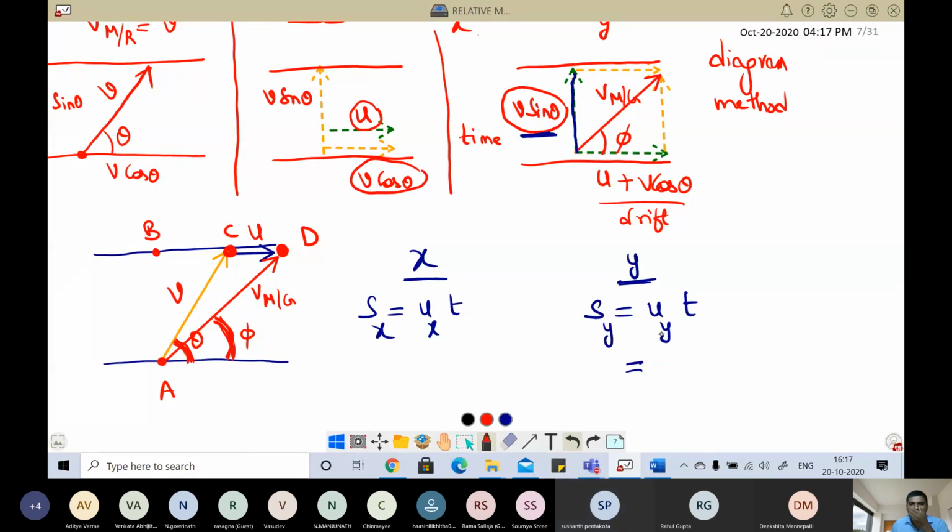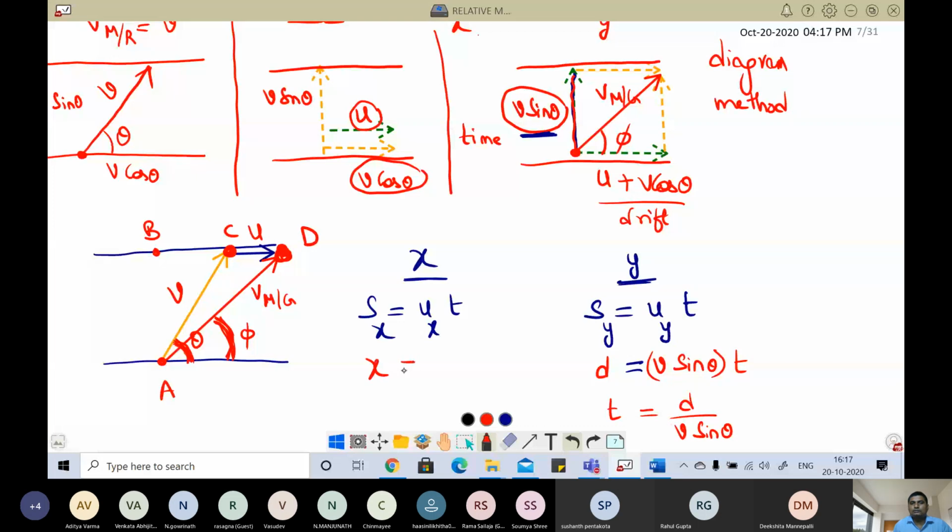So now in y direction we have to write this component, that is nothing but called as v, that is v sine theta into time. And how much distance the man will travel in y direction? That is width of the river. Let us say that is d. So from here t is equal to d by v sine theta. So now by the time he travels here, he will cover some distance x. Correct? He will cover some distance x.